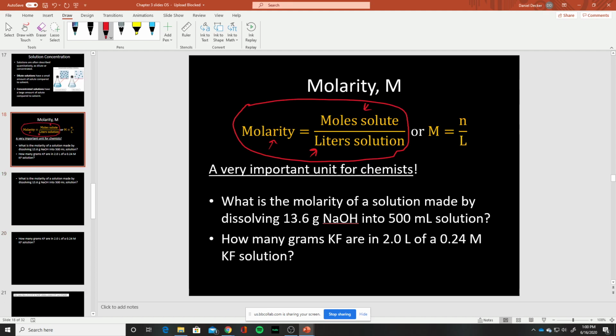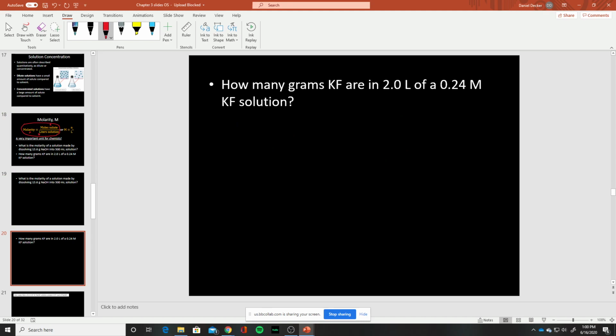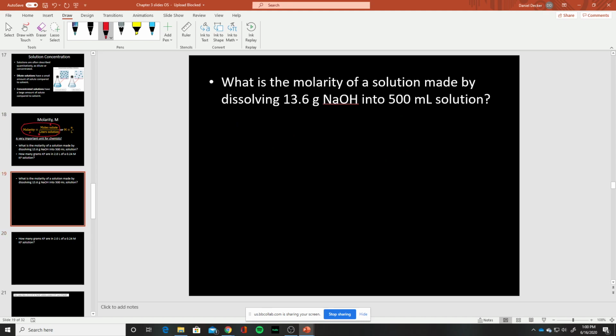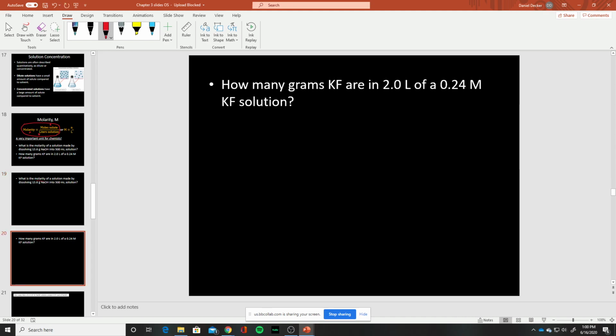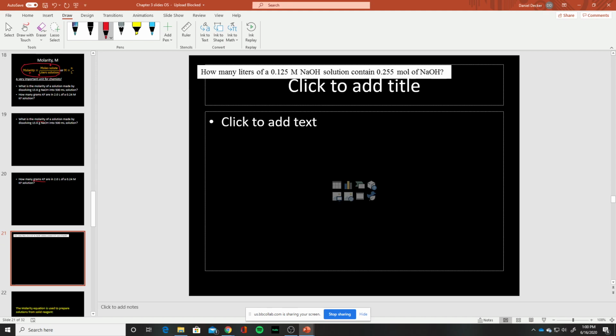And so we had a couple questions here where we did similar stuff. Here we found the molarity of a solution. Here we figured out how many grams of something we would need to make a certain solution. And then here we figured out what volume we would need. So we actually did all 3 possibilities there.